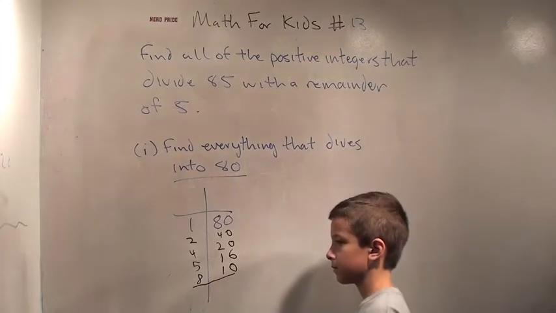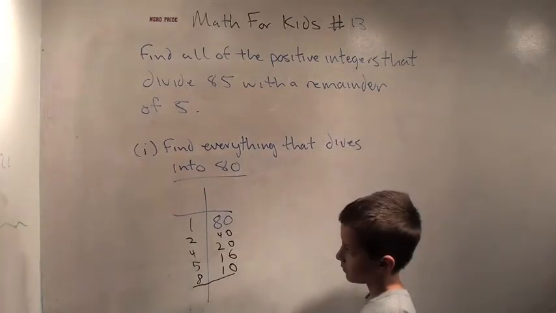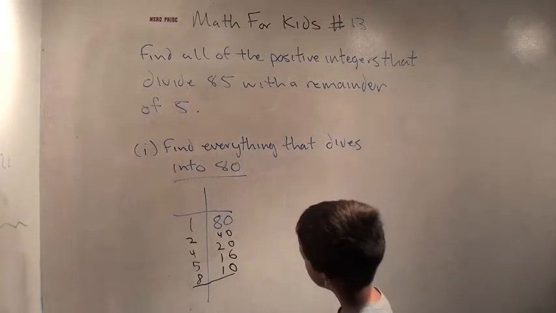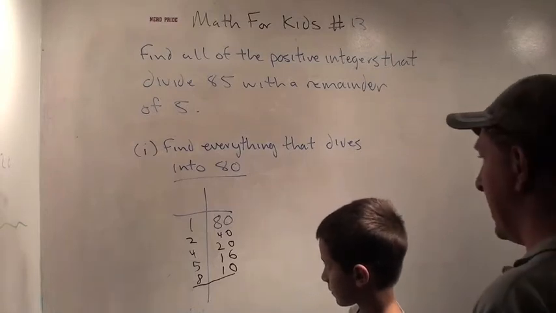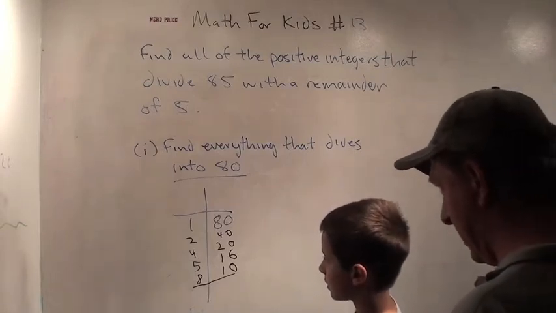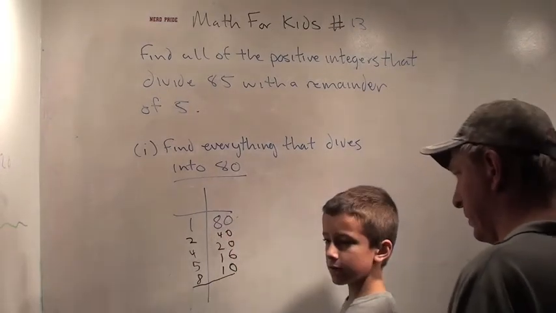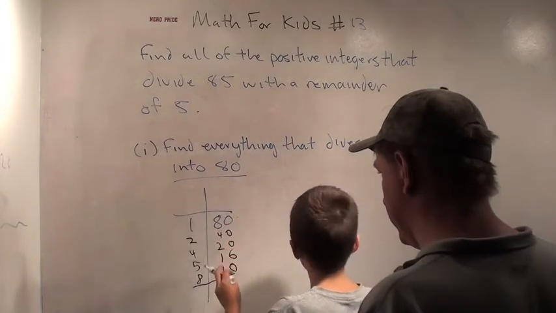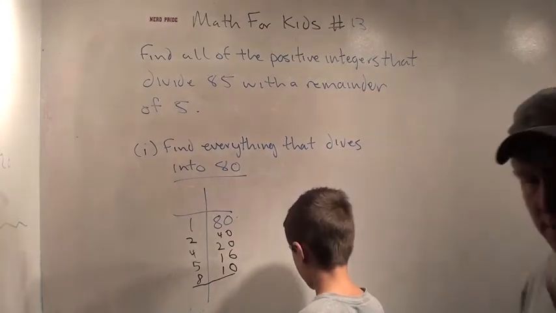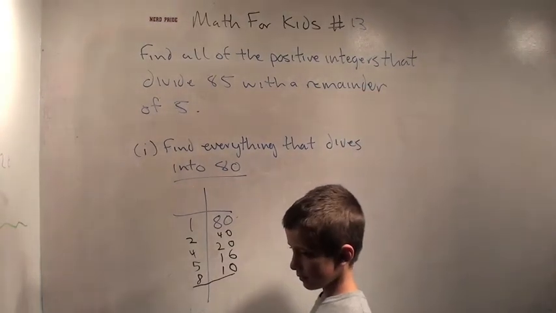Now, here's the question. We have to find all the numbers that leave a remainder 5 when divided into 85. To check these, well, we can cross out 1. Why can you cross out 1? Because 1 doesn't have a remainder when it goes into anything. Right. Okay, so cross out 1.